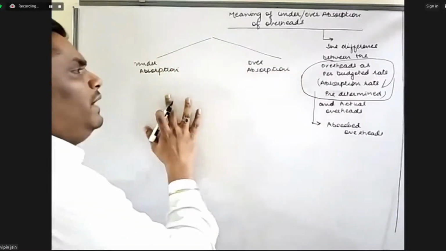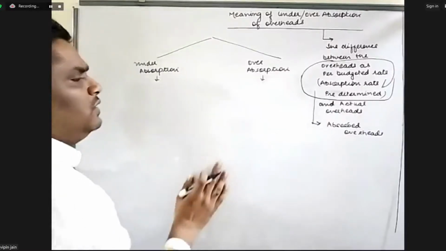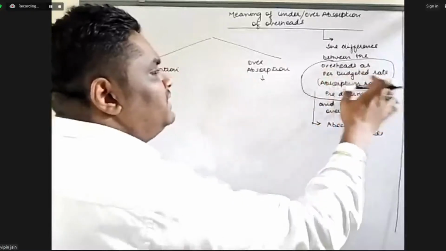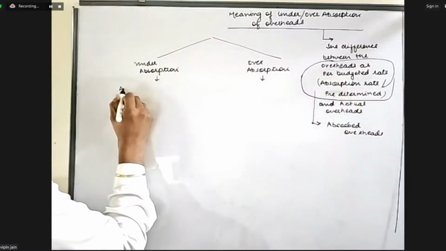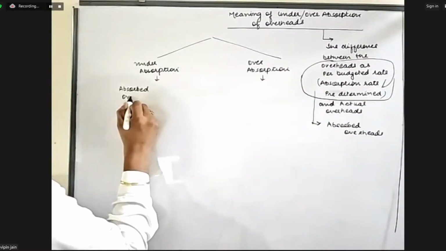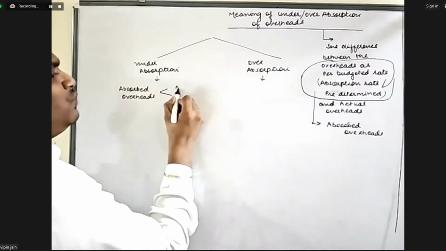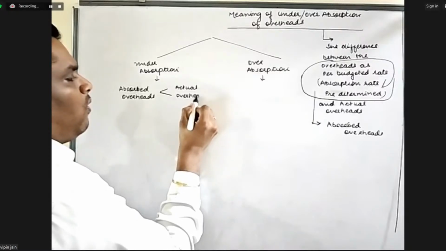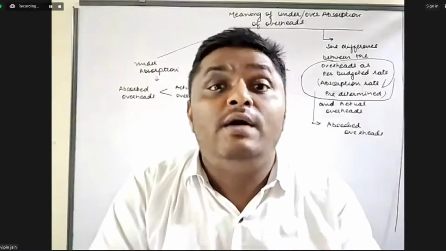Under absorption of overhead and over absorption of overhead. When talking about under absorption of overhead, the absorbed overhead means overhead as per the budgeted rate or absorption rate. So if the absorbed overheads are less than actual overheads, it is under absorption. What is under absorption? The name itself says under absorbed.